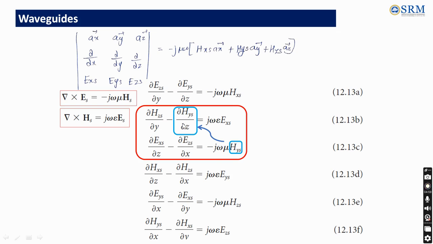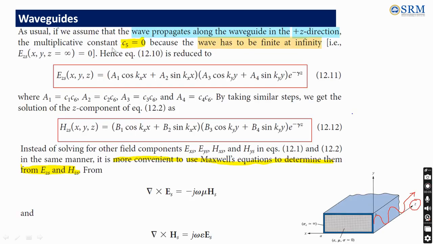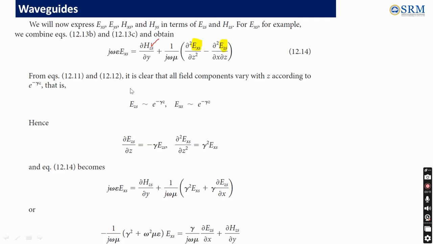∂²Ez_s by ∂x∂z. So I think you are able to understand. So already from the 11th and 12th expression that we have seen, we can understand that all the field components are varying with respect to e^(-γz). So I can write Ez_s, we already know it is varying with respect to e^(-γz).